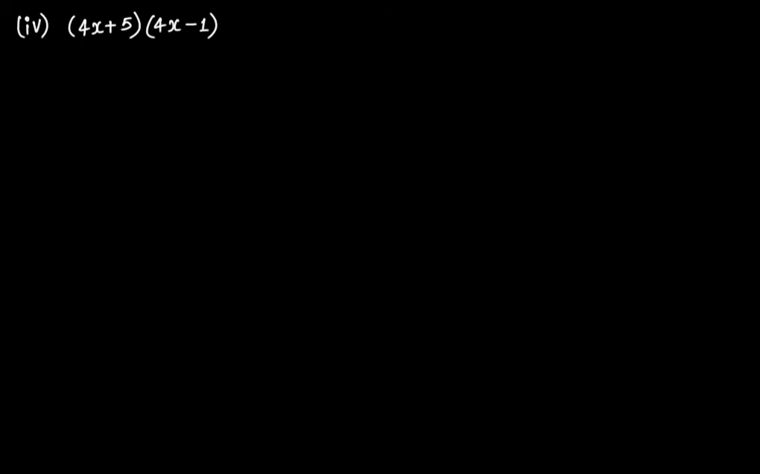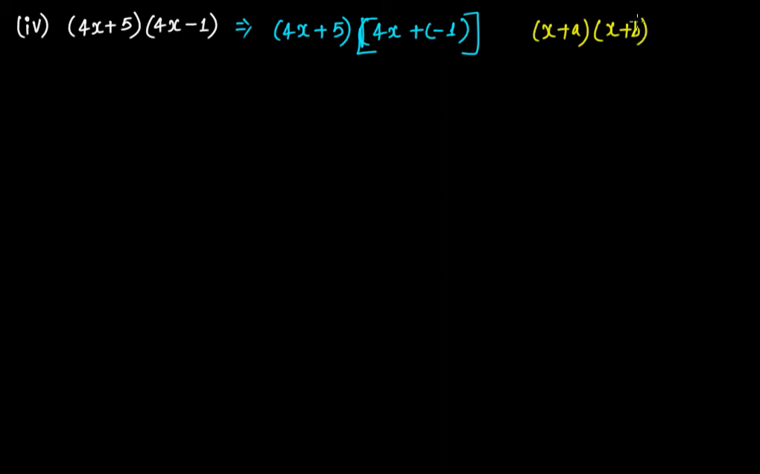Now here you have (4x plus 5) and (4x minus 1). Okay, so if we write this in the form (4x plus 5) and (4x plus minus 1). Now if you look at this expression, it's actually of the form (x plus a) multiplied by (x plus b), right? So here your x is actually what, 4x, and your a is actually what, 5, and b is actually what, minus 1.